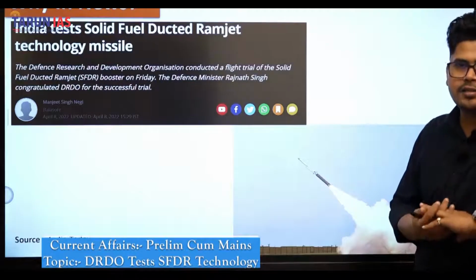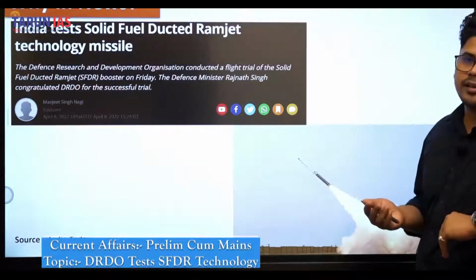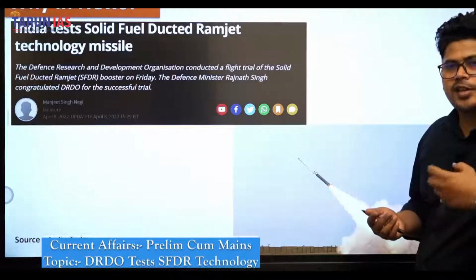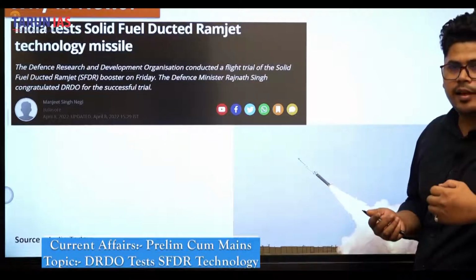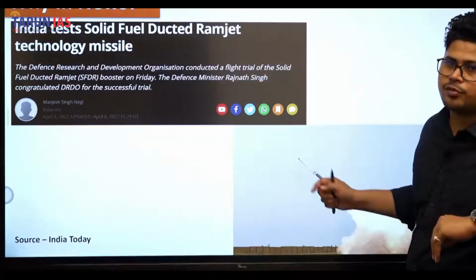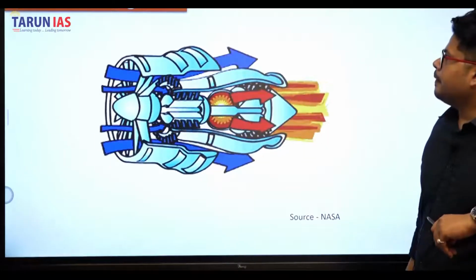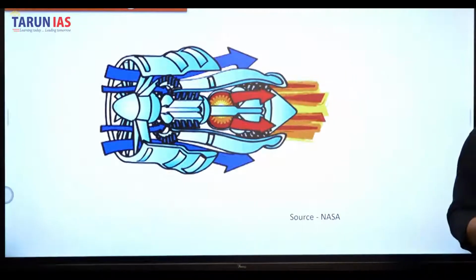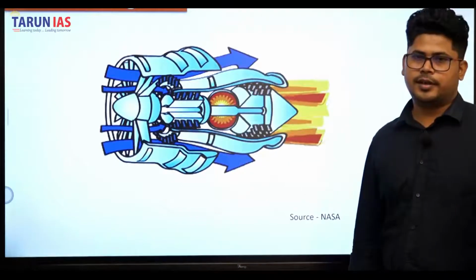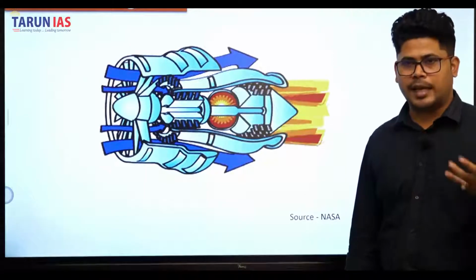Basically, DRDO has made this missile, and prior to this, ISRO conducted research on Ramjet and Scramjet jet engines, and now this research has been performed by DRDO, and they have successfully test fired this missile as well. We will see. First of all, we need to understand what a jet engine is and how it functions. That is how we are going to understand what a scramjet or a ramjet is.